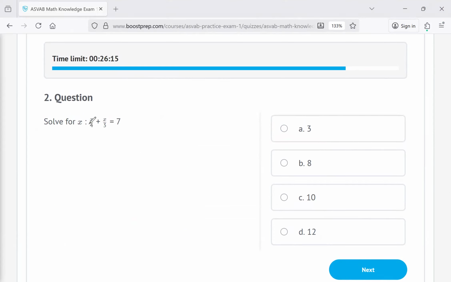Question 2, solve for x. If we have x over 4 plus x over 3 equals 7. So this one's a little bit difficult. You can't just cross multiply because there are 3 sides, right? I'm going to put a little invisible 1 on the denominator of 7 because you'll see why. So the first thing I would do to solve for x is get rid of the fraction. And how do you get rid of the fraction? You're going to have to multiply all sides by the LCD.